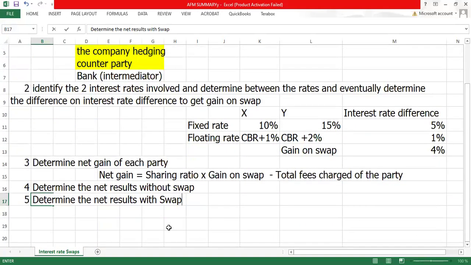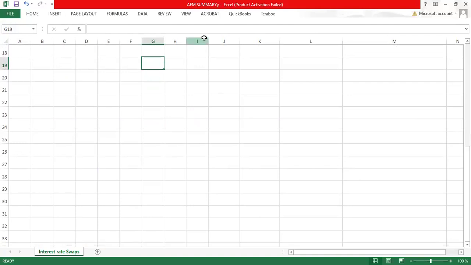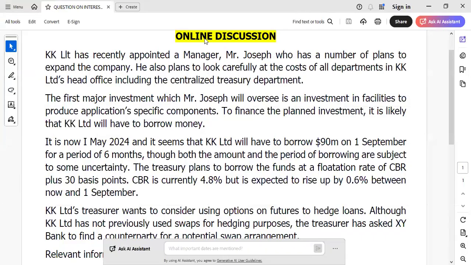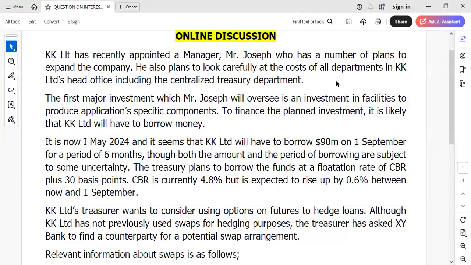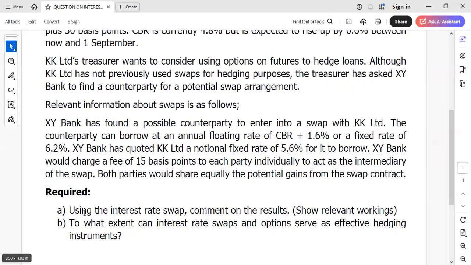Okay, so without wasting time, let's look at that computation number. We understand how to apply this practically. So we are told that you use interest rate swap to comment on the results. Show relevant workings. That is part A.